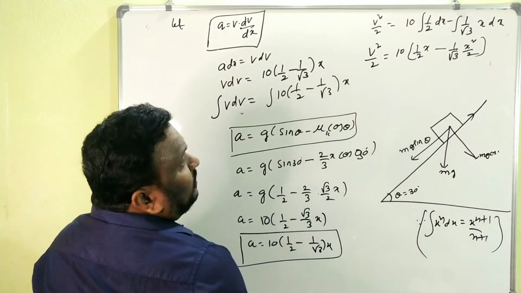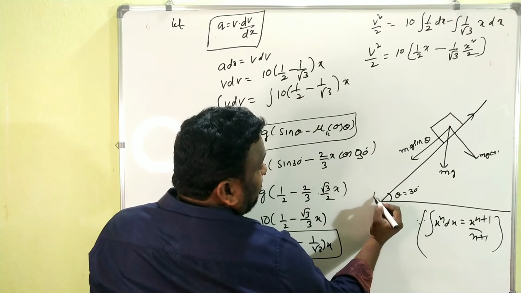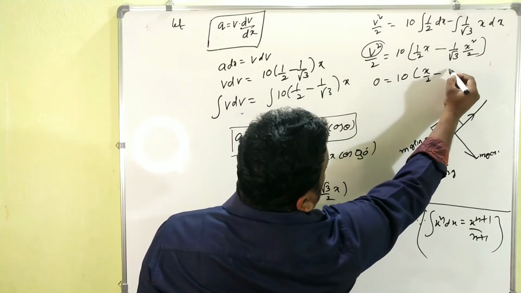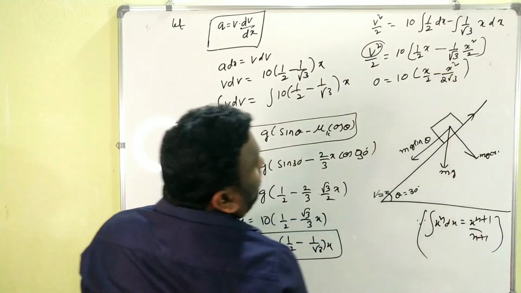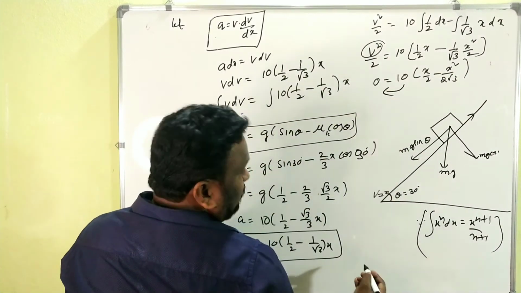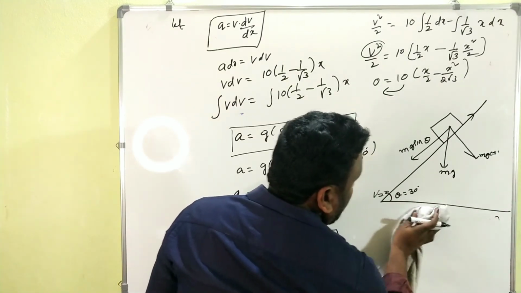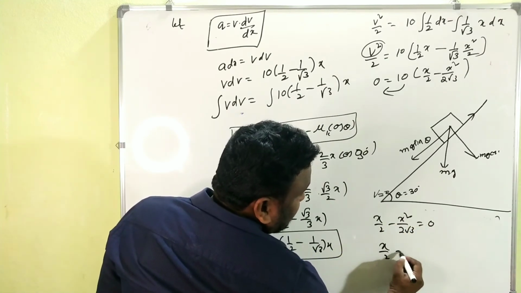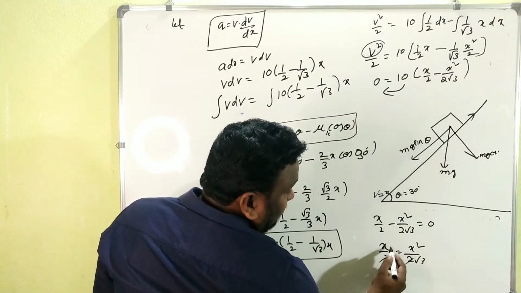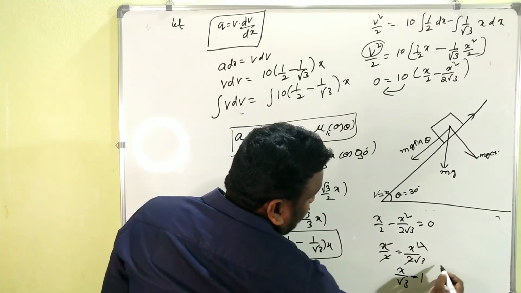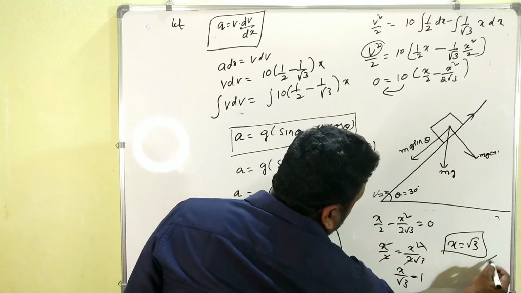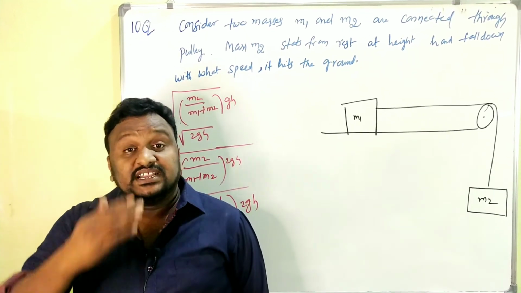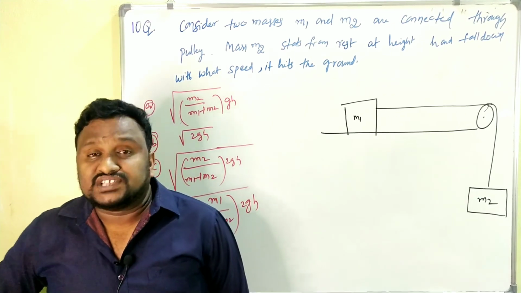Before reaching the bottom, the velocity becomes zero, that's why the v term is zero. So zero equals 10 into (x by 2 minus x square by 2 root 3). Clear? 10 comes to this side, then automatically it's zero. So x by 2 minus x square by 2 root 3 equals 0. Then x by 2 equals x square by 2 root 3. 2 cancels, x cancels, so x by root 3 equals 1. That implies x equals root 3. So among the options, the one having x equals root 3 is the right one. See the next question, which is given on the concept of objects controlled by strings or ropes.